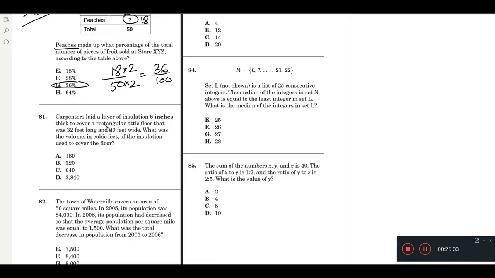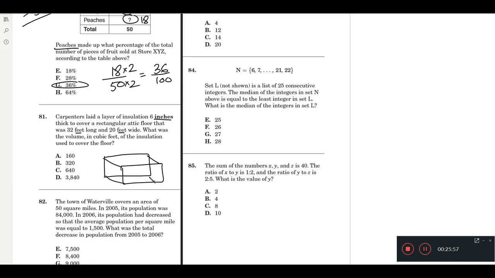Carpenters laid a layer of insulation, 6 inches thick, to cover a rectangular attic. You see, they made it bold. So it's inches and the other ones are feet. Units. The rectangular attic must look like this.